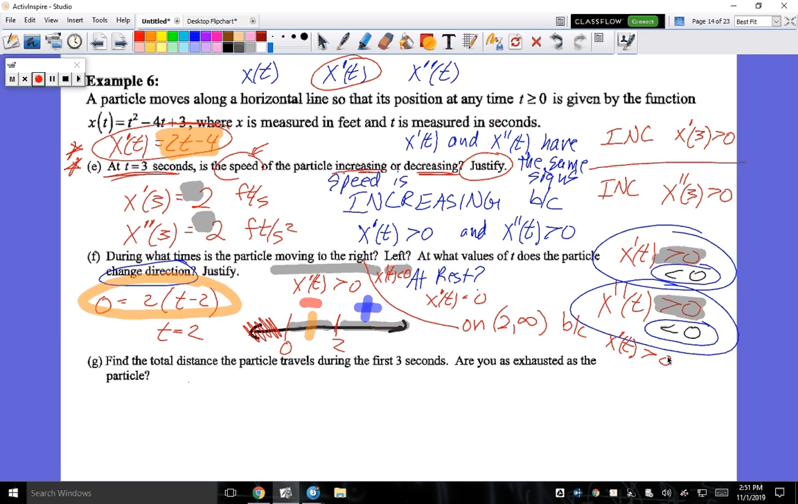Guess what we will say whenever it's moving to the left? What are we going to put? On what interval? 0 to what? To 2. Parentheses or brackets? Parentheses on 2, but brackets on 0. So important. A lot of people think that it's starting at 0, but it's not. It's already been moving at time equal to 0. Because x prime of t is negative.